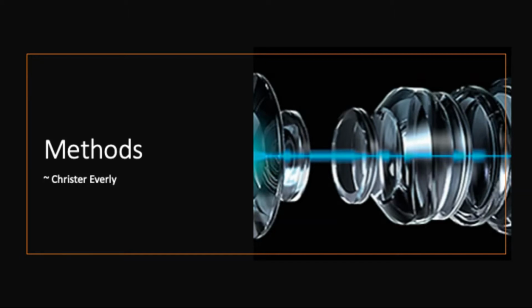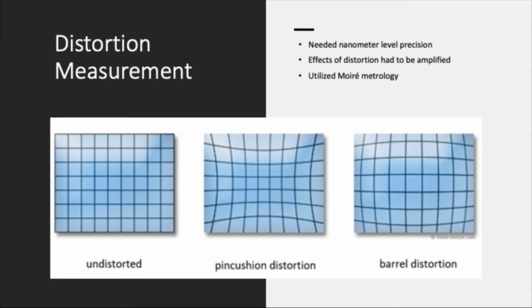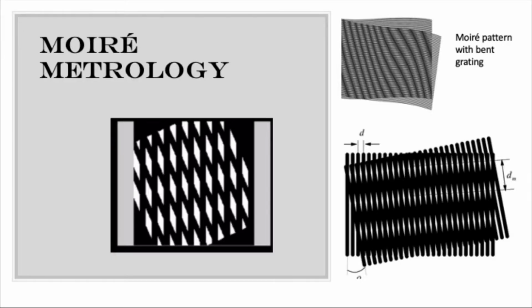So I'm going to be going over some of the methods behind how we made this distortion and field curvature measurement. The difficulty behind it was that we were trying to measure a nanometer scale change with only micron level equipment like micrometers and pixels that were only about 5.2 microns in size. So in order to make a nanometer scale measurement, we realized we needed to amplify the effect of distortion in some way. And how we settled on doing that was a technique called moiré metrology.